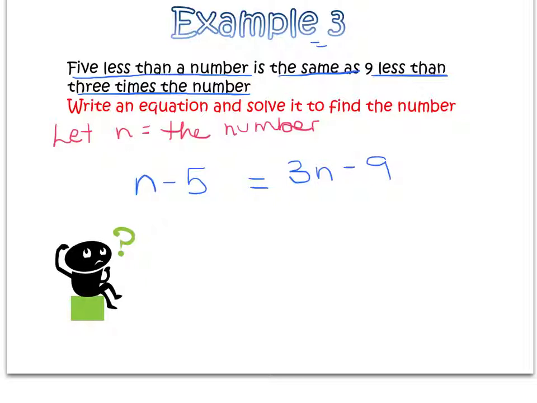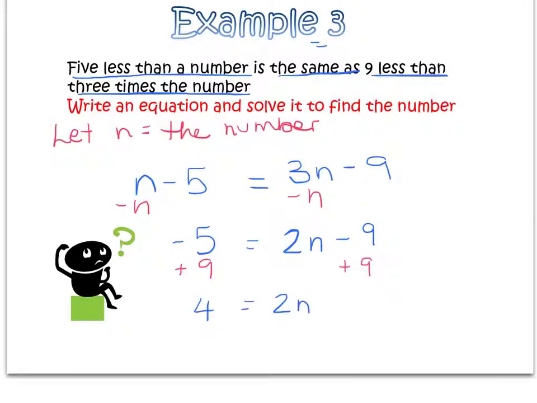So first thing I'm going to do is subtract n from each side of the equation. That gives me minus 5 on the left is equal to 3n minus n is 2n minus 9. Okay, now I need to get n on its own, so I'm going to add 9 on both sides. That gives me 4 on the left is equal to 2n. And then I can divide both sides by 2. That cancels that out. So what I'm left with in the end is n is equal to 4 divided by 2, which is 2.